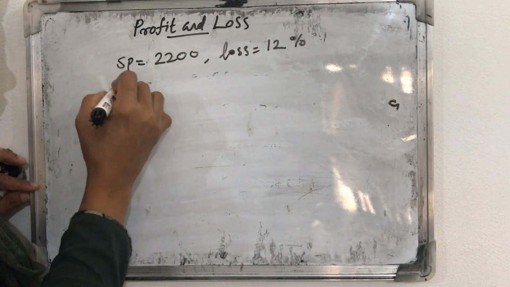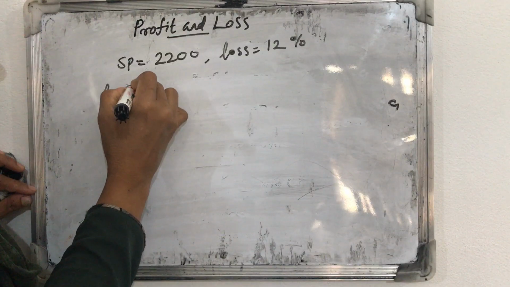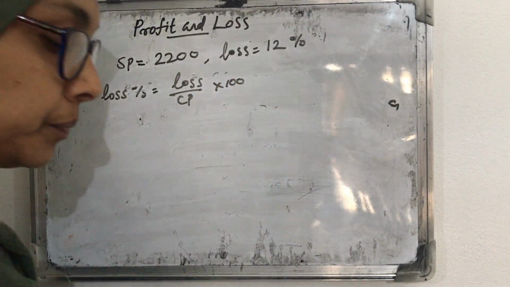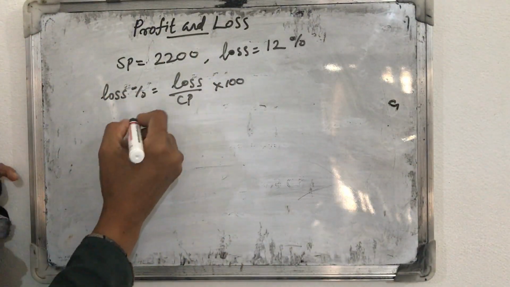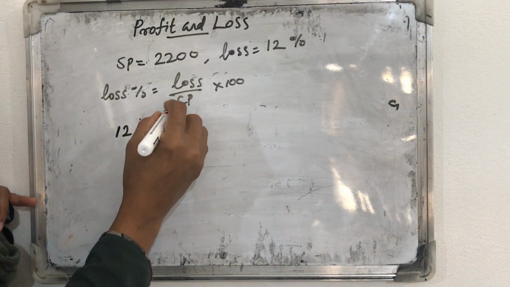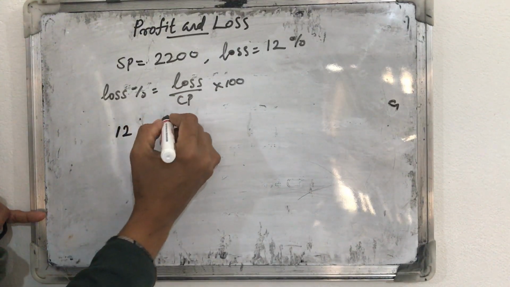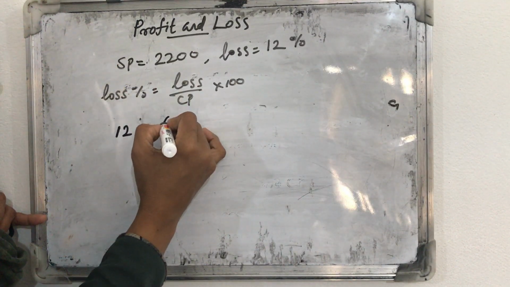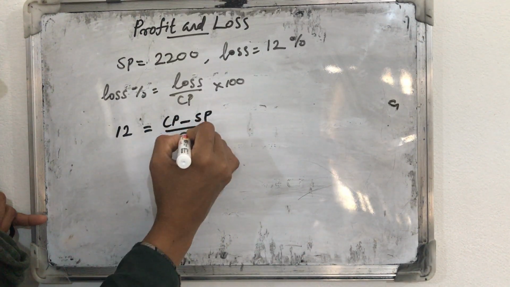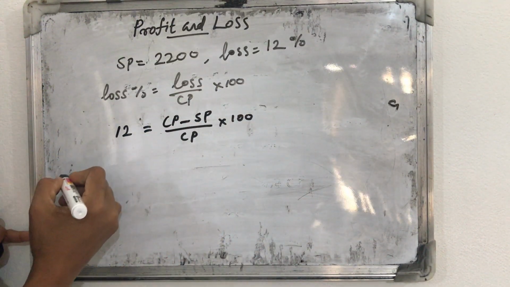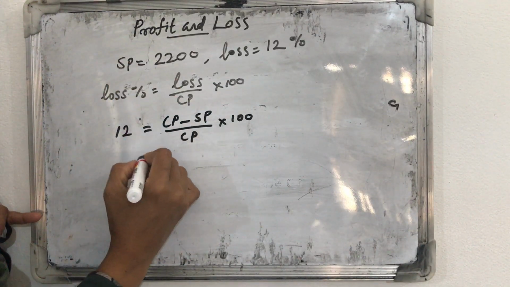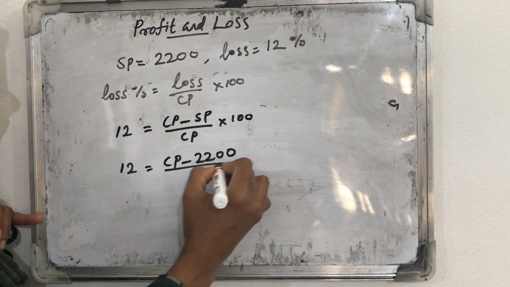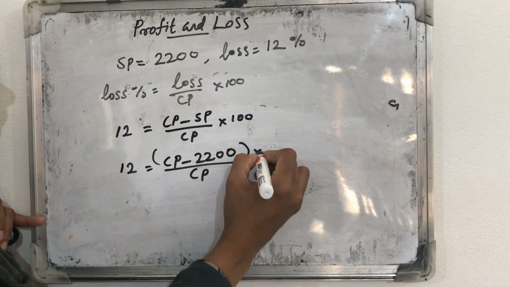In the same way we can find the equation for loss percentage. We know loss percent is equal to loss by CP into 100. Loss percentage is given as 12. Loss we don't know, but in the case of a loss, which will be greater, CP or SP? CP will be greater. So it will be CP minus SP divided by CP into 100. SP here is also the same, 2,200. That means 12 equals (CP minus 2,200) divided by CP into 100.